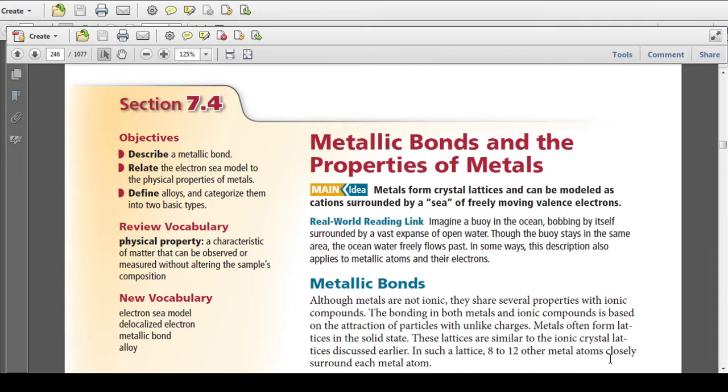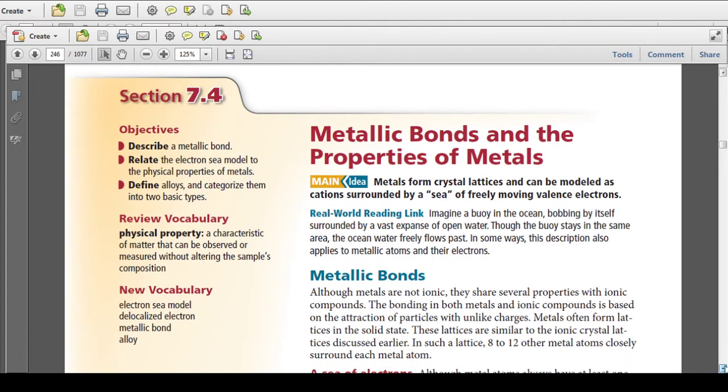Section 7.4, metallic bonds and the properties of metals. The objectives are to describe a metallic bond, relate the electron sea model to the physical properties of metals, define alloys and characterize them in two basic types. Some vocabulary review will be physical property, and some new vocabulary you'll come across is the electron sea model, delocalized electron, metallic bond, and alloy.